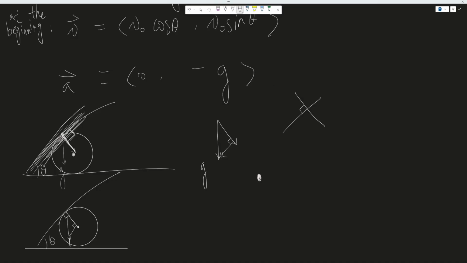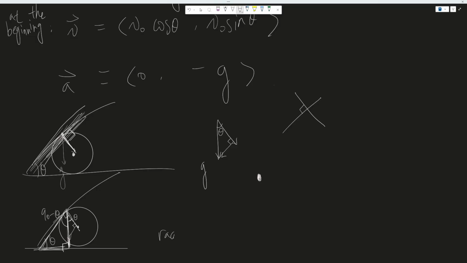Well then, if we look at this triangle, we know this is a right triangle. And so this angle will be 90 minus theta. And this angle here would just be theta, because their sum needs to be 90. So now we know this angle here is theta.